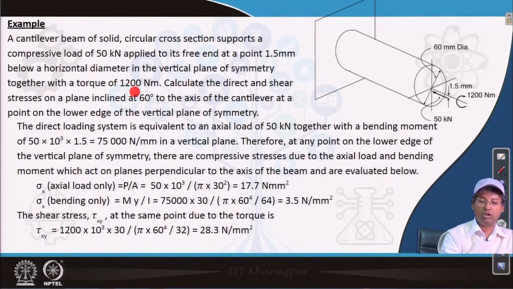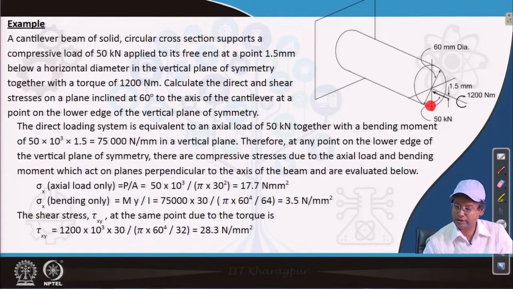Together with a torque of 1200 Newton meter. The torque is 1200 Newton meter. Calculate the direct and shear stresses on a plane inclined at 60 degree to the axis of the cantilever. Axis of the cantilever is this one, at a point on the lower edge of the vertical plane of symmetry.